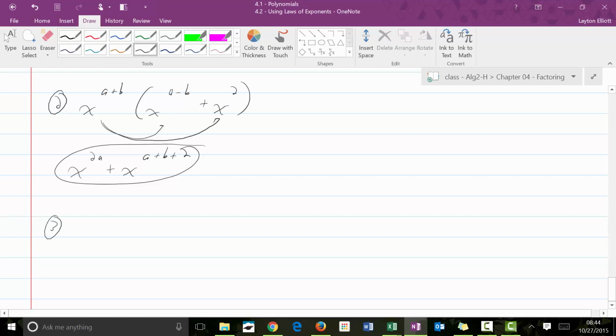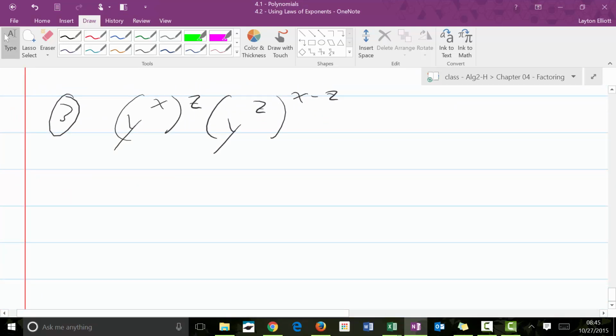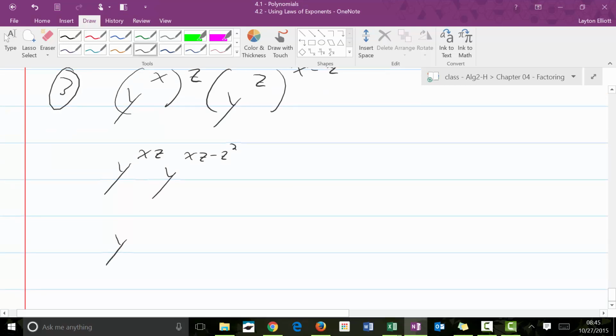I can also do this in multiple steps. Let's say I have y to the x power raised to the z times y to the z power raised to the x minus z. To keep this straight, let me cross my z's just to get that a little bit clearer. This is a power of a power, so this becomes y raised to the xz, and this becomes y raised to the xz minus z squared. And then when I multiply with the same base, I add the exponents, so I have y to the 2xz, then minus z squared. And that's as simple as that goes.